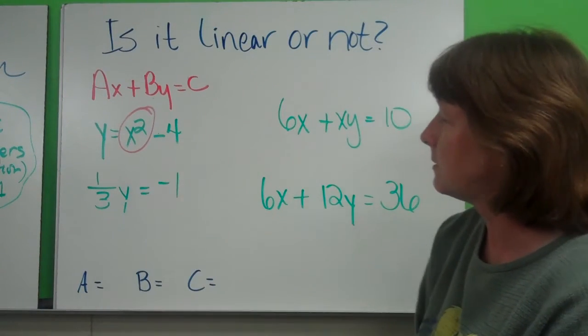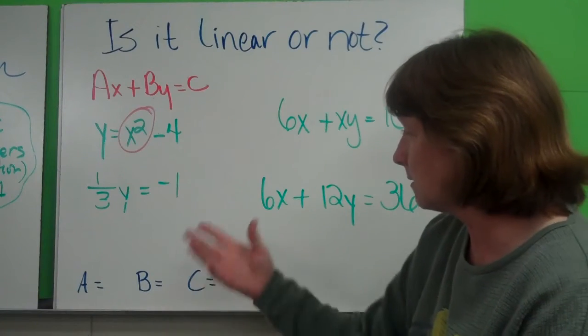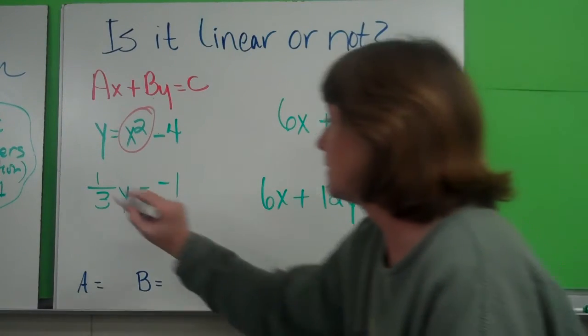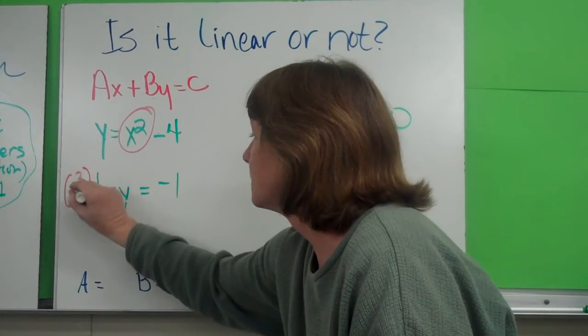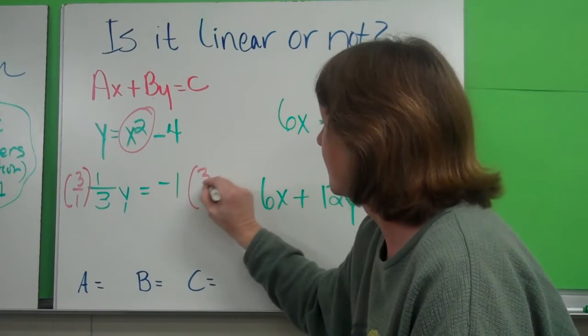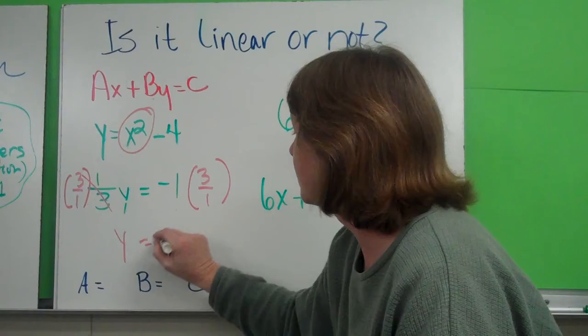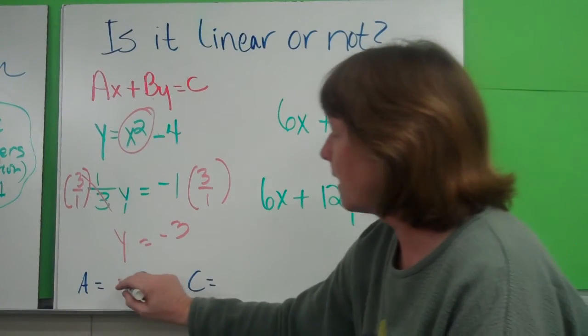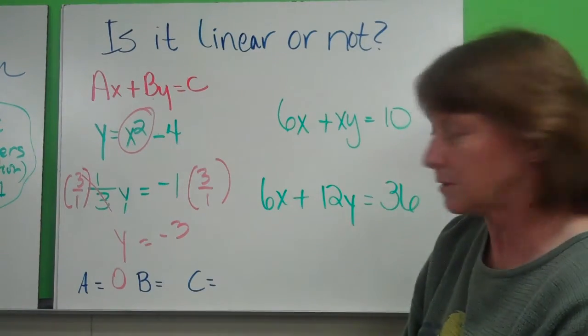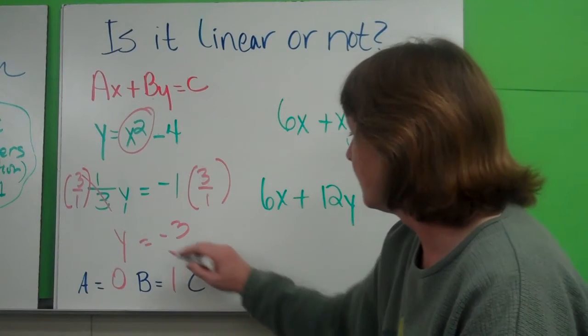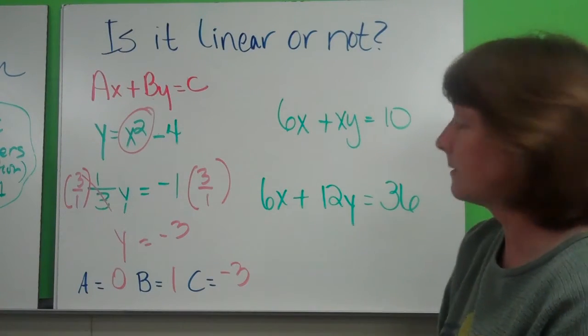On this one, don't assume just because it's a fraction that it's not linear. We can take both of these, multiply them by the reciprocal. These cancel, so it's y equals negative 3. So a would equal 0, a coefficient is 0, b would equal 1, and c would equal negative 3.